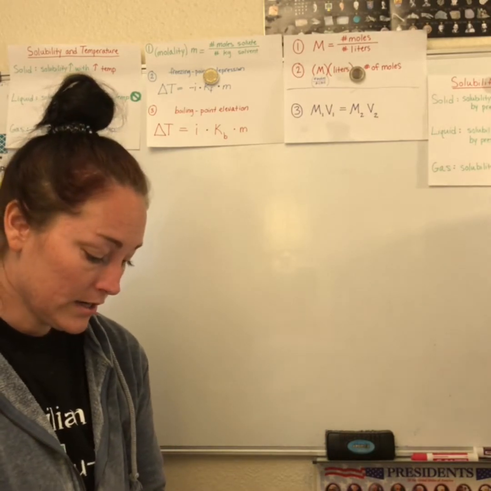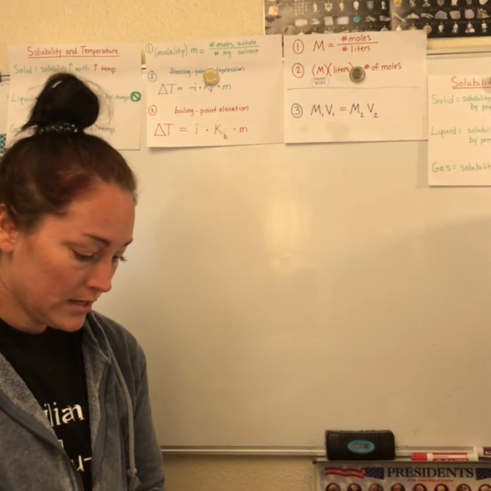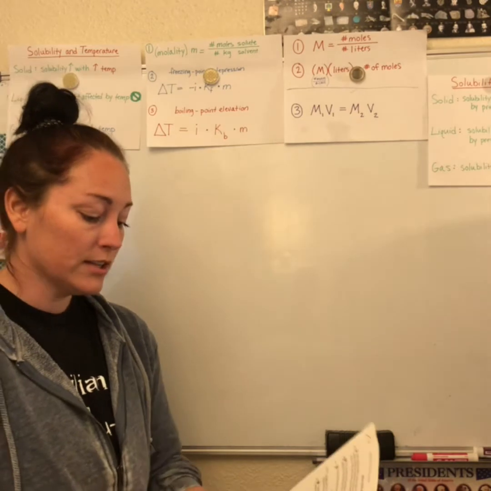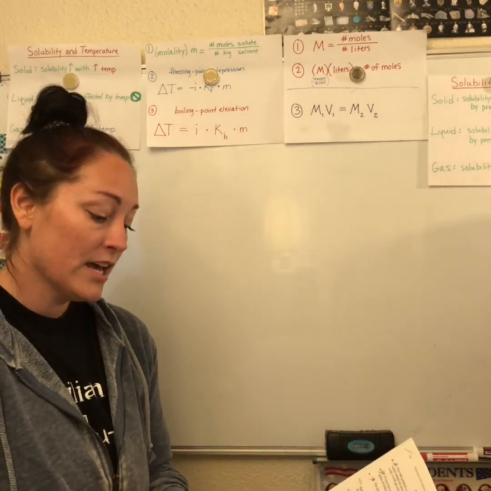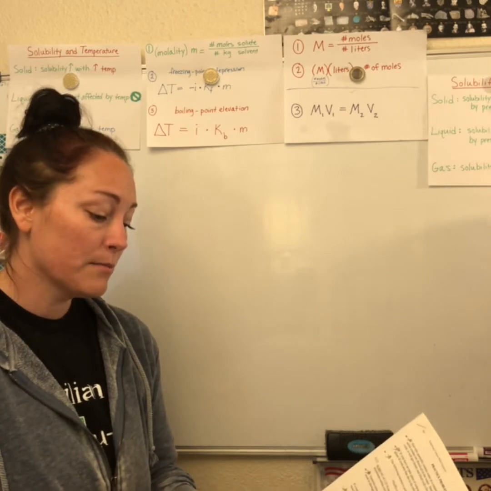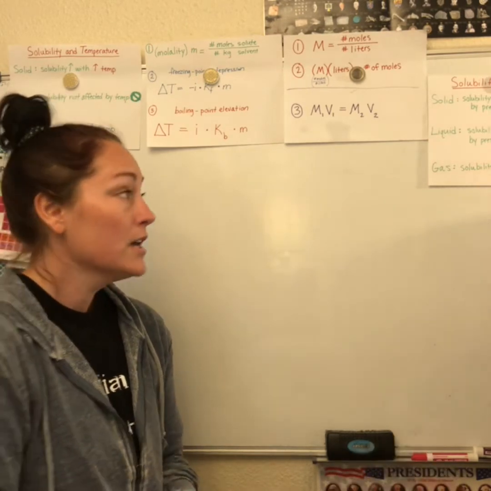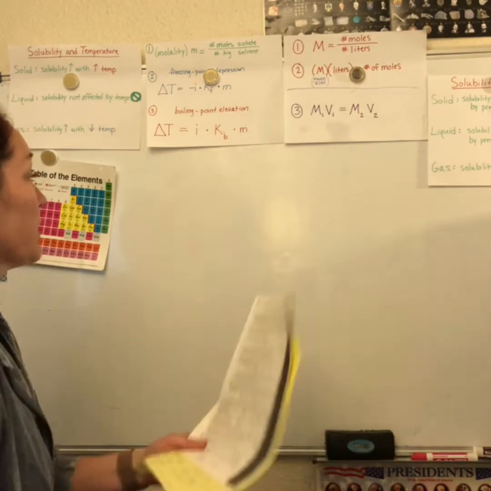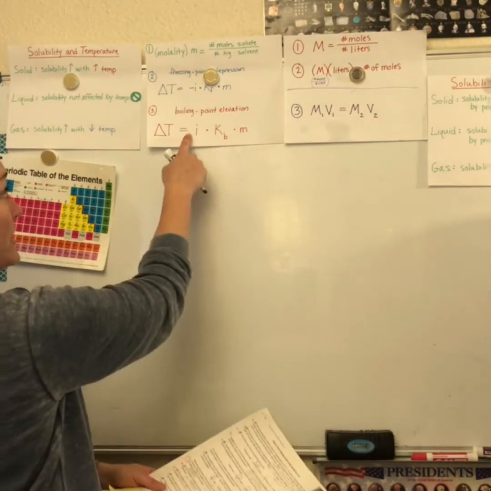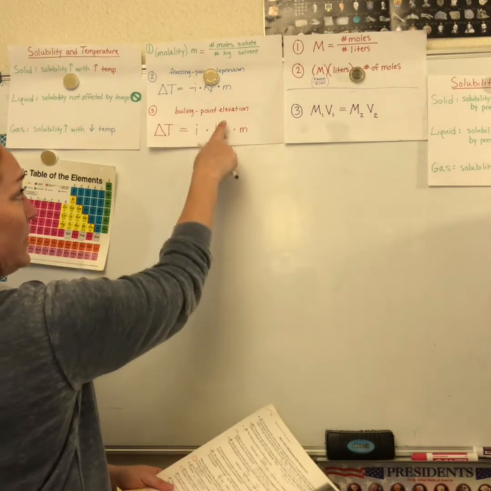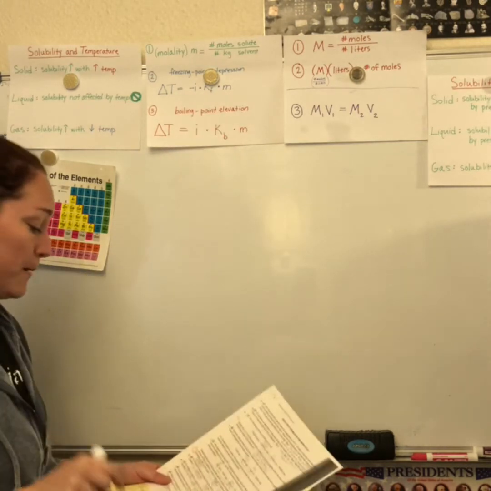So number 8 says, if you want to lower water's freezing point by 5 degrees Celsius by adding NaCl, what must the molality of the salt solution be? So whenever I do these, we're going to be using these two right here, and they're very, very similar. There's just a negative in front of the i, and instead of being freezing, it's boiling right here, okay?